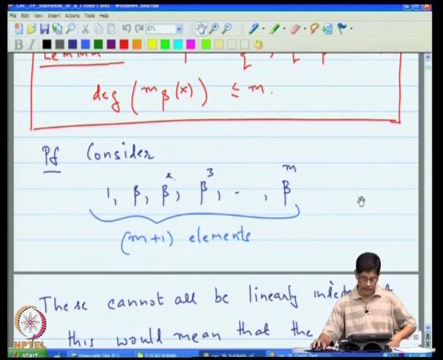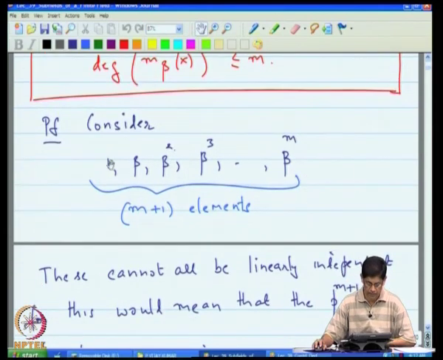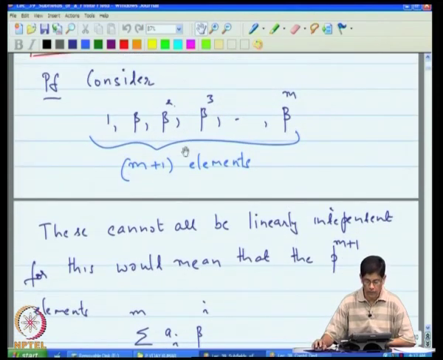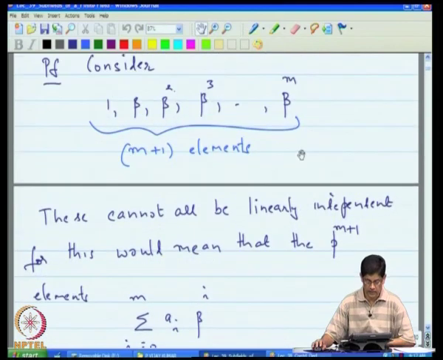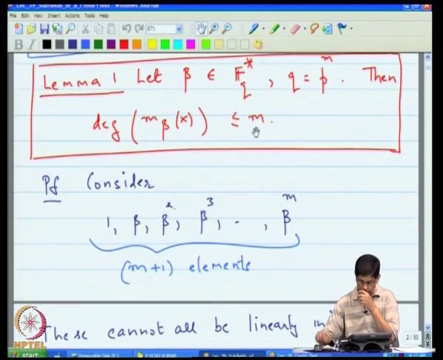How do you prove that? Well, what you do is you consider successive powers of beta: 1, beta, beta squared, up to beta to the m. There is a total of m plus 1 elements in here, starting from beta to the 0 through beta to the m. These cannot all be linearly independent, because supposing they were all linearly independent, over what?